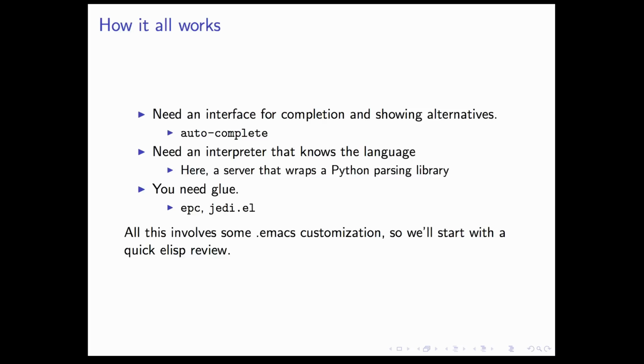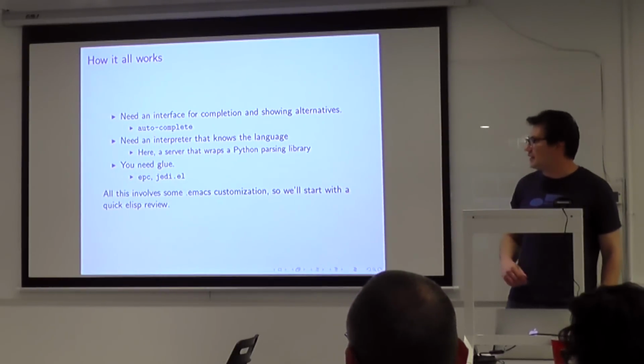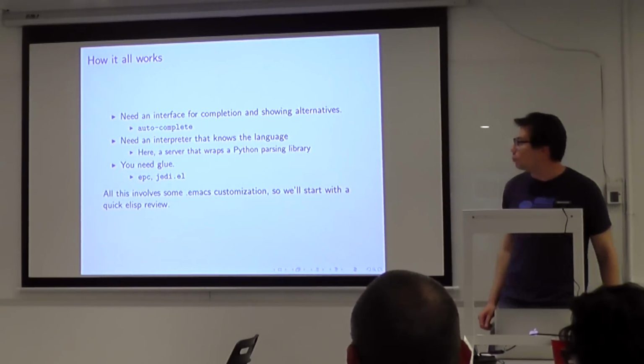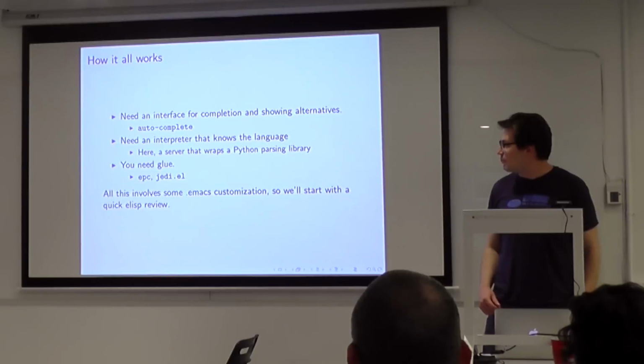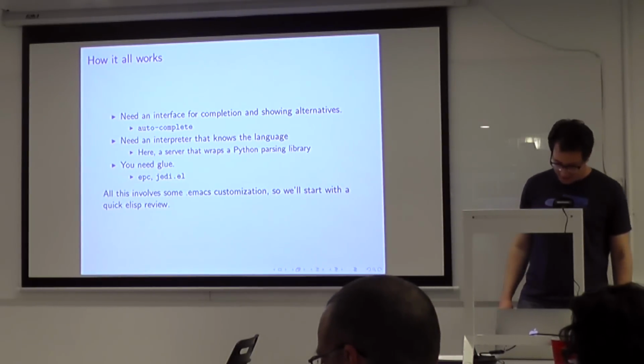And where the Emacs Lisp stuff comes in is really the glue code. And these are a couple packages called EPC and jedi.el. Jedi, we'll talk about in a little bit, is really the brains of how this all works. And EPC is a bit of middleware that connects Python land to Emacs land.